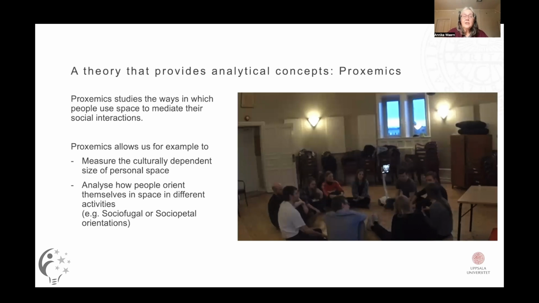Sociofugal orientations are more common if you have a public space where you don't want to collaborate. So, for example, in the subway, people will try to turn a little bit away from each other. They will turn their backs to each other. They will not look each other in the eyes. And with these kinds of analytical concepts, you can actually see a bit what is the activity going on by just looking at how people orient themselves in the room.